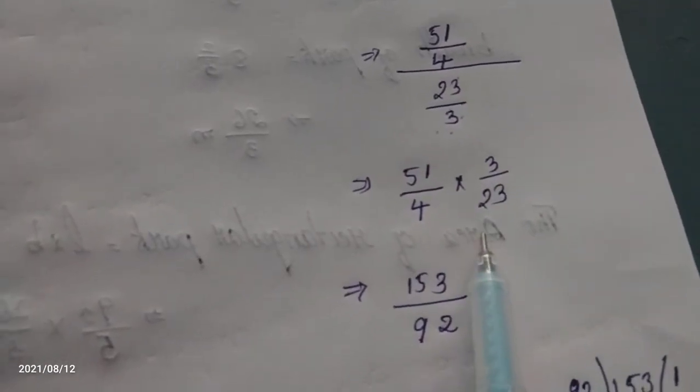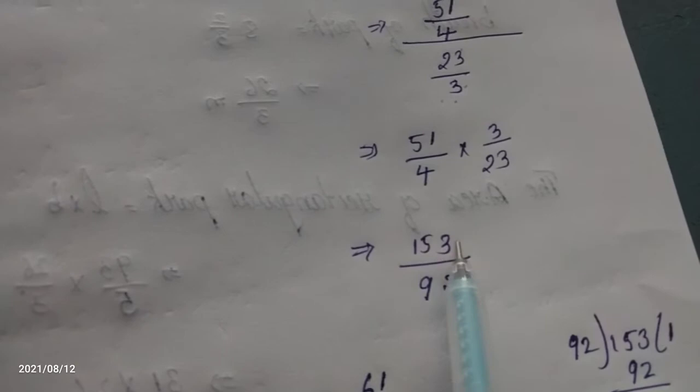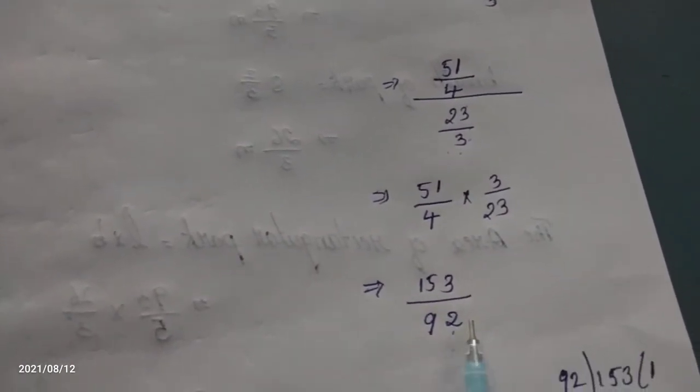Now we have to find this value: 51/4 divided by 23/3. The denominator we want in the numerator, so what happens? It becomes the reverse. 23/3 becomes 3/23. Now we just multiply the numerators and denominators. 51 times 3 is 153, and 4 times 23 is 92, so 153/92. Up to that clear? This is our answer.